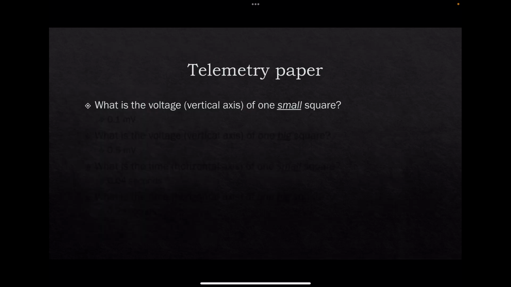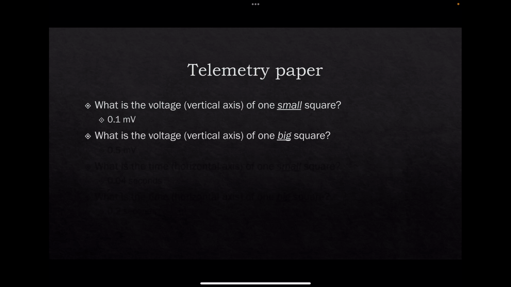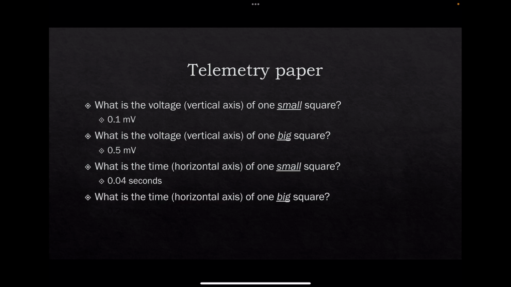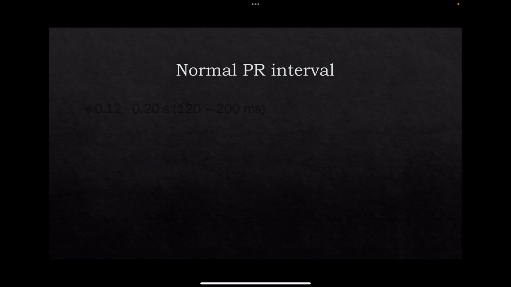Okay, what is the voltage or the vertical axis of one small square? Voltage going up, 0.1 millivolt. Every one little box, 0.1 millivolts. What is the voltage vertical axis of one big square? 0.5. It's 5 little boxes for one big box. What is the time, the horizontal axis of one small square? 0.04 seconds. And what is the time there of one big square? 0.2 seconds.